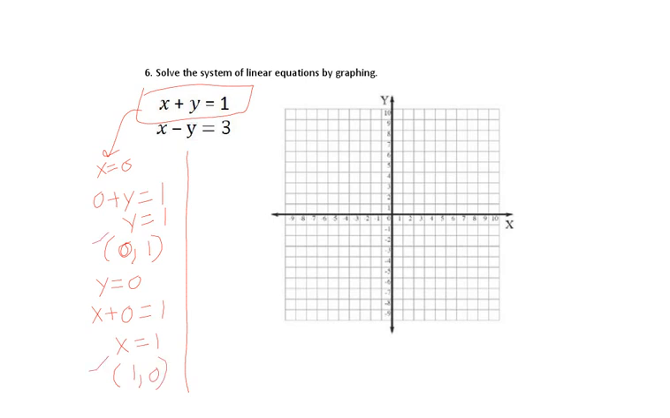Two good points. Let's make a graph. 0, 1 is 1 straight up. 1, 0 is 1 to the right. And then we'll connect the dots. Let's see if I can do that. Something like this.